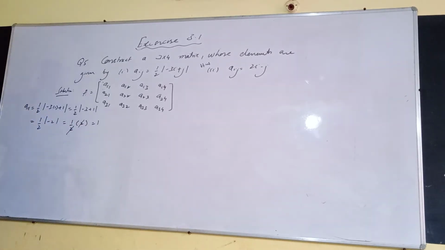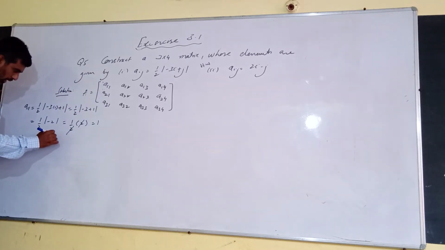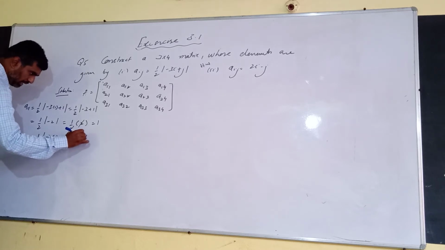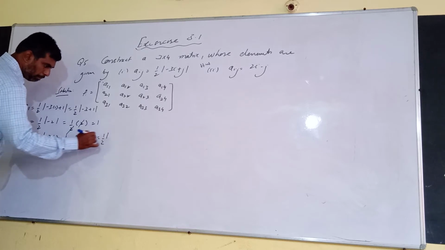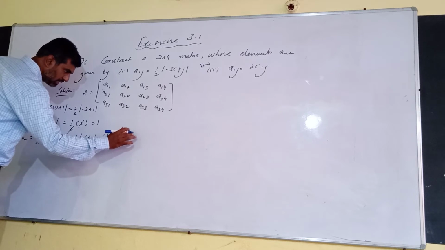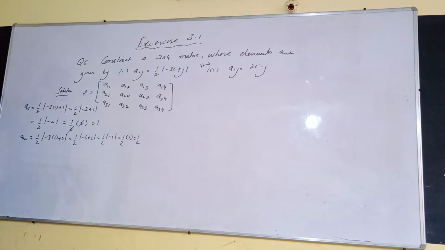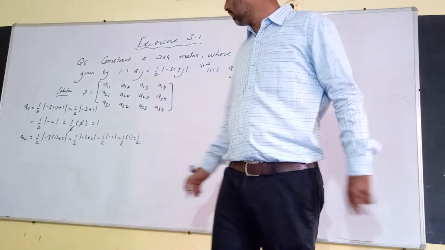Now, A11 is over. A12 will move. 1 by 2 into absolute value of minus 3 into 1 plus 2. 1 by 2 into minus 3 plus 2 is minus 1. But the absolute value of minus 1 is plus 1. So 1 by 2 into 1. It's very simple. Now we will move to the next one.